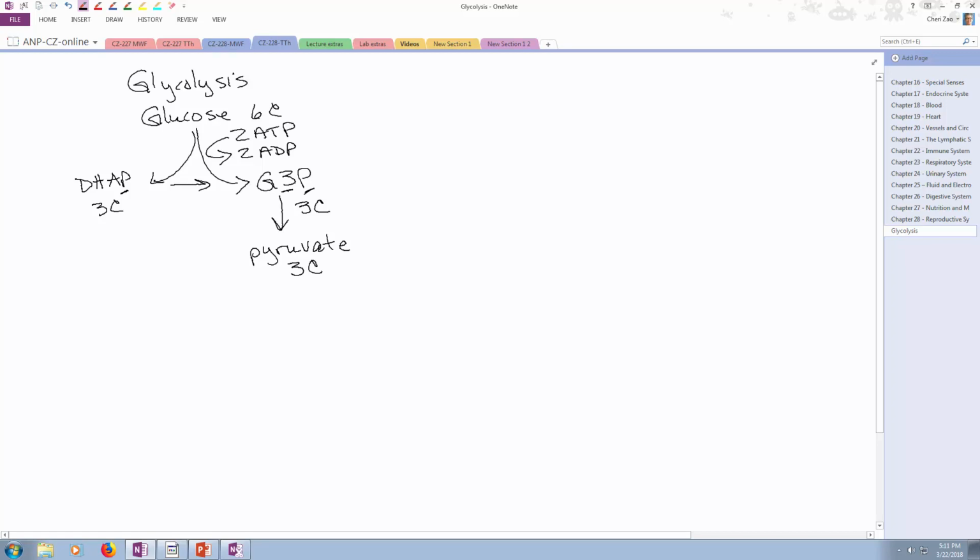Now, the important part here is that when we take G3P and make it into pyruvate, we actually make some ATP in this process. So we started off using ATP to get pyruvate, and we'll end up making ATP to get pyruvate in this step. And because we're going to have a couple of G3Ps, we're going to end up with 4 ADPs giving us 4 ATPs. And that's because we're remembering we have 2 G3Ps.